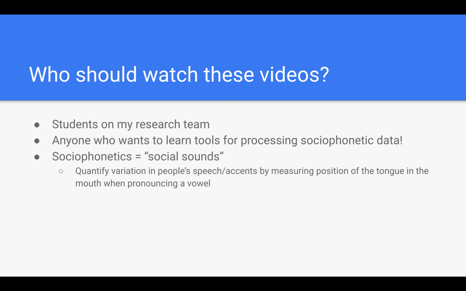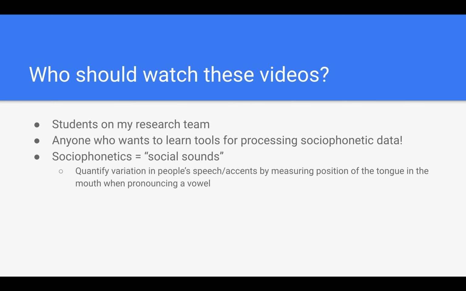Sociophonetics refers to social sounds. So the goal of sociophonetics is to quantify variation or change over time in people's speech or accents by measuring the position of the tongue in the mouth when the person pronounces a vowel. When you pronounce a vowel, your tongue is either high or low or front or back in your mouth.